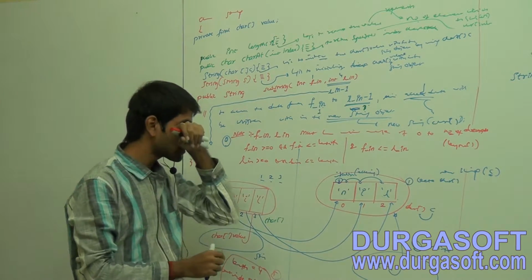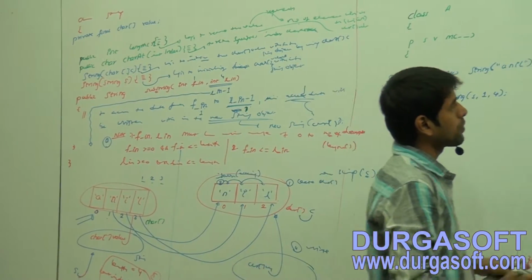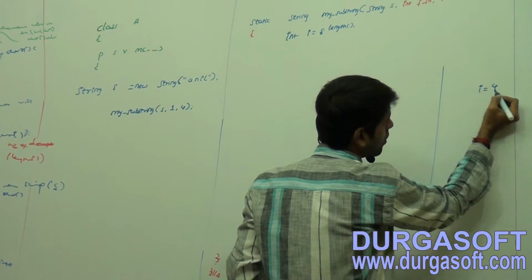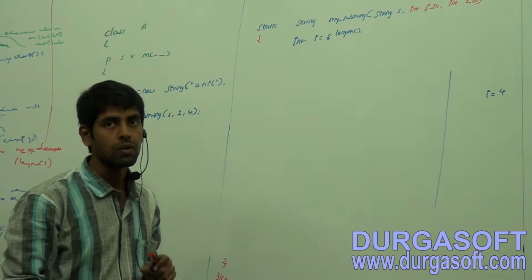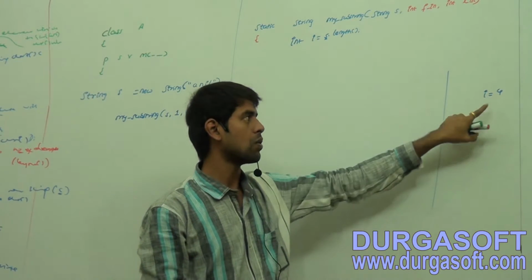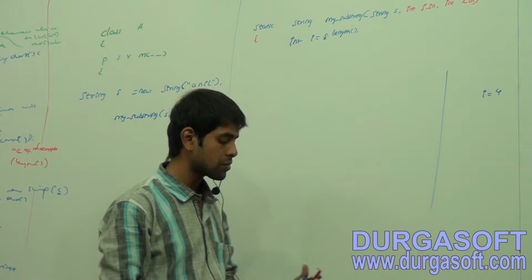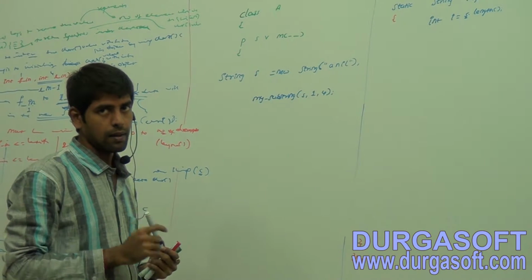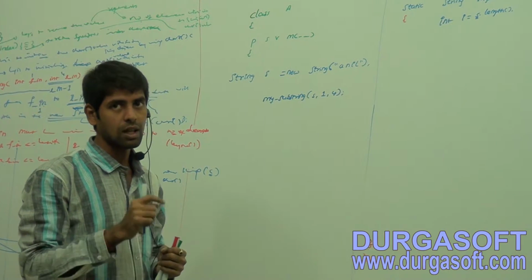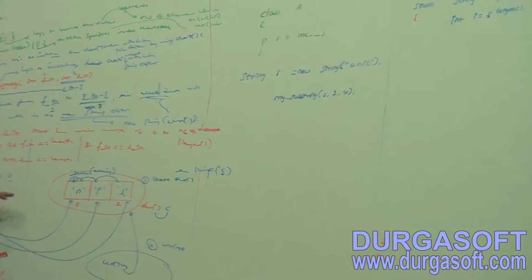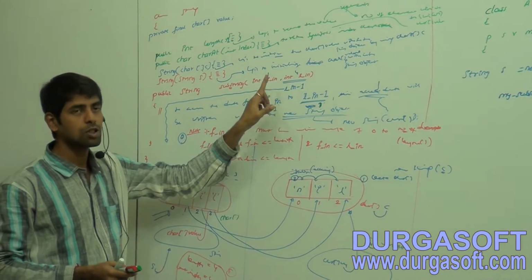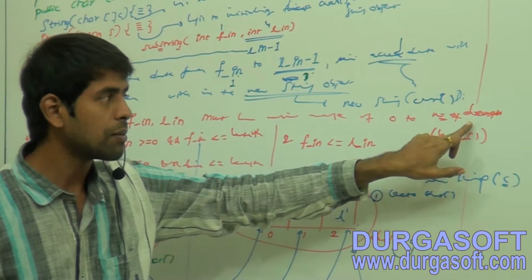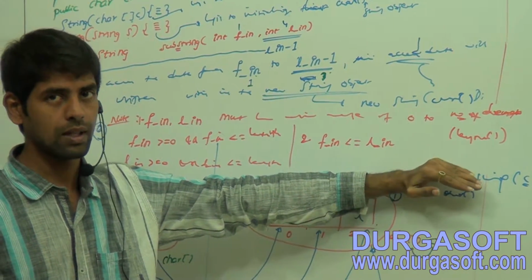Now, the i value at memory is how much? It is 4, right? What is the i variable value at memory? 4. Now, we are sure that I have discussed one thing. The argument values must be within the range of 0 to the number of elements, or length value, right?